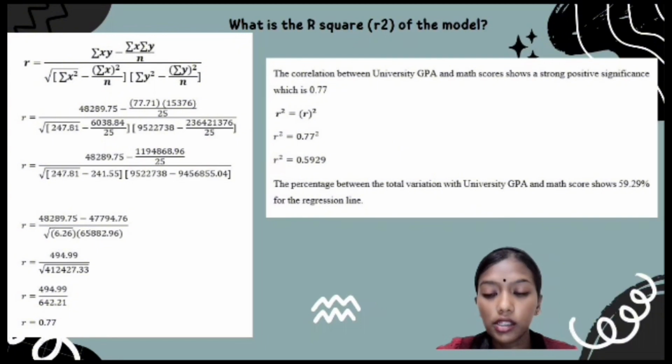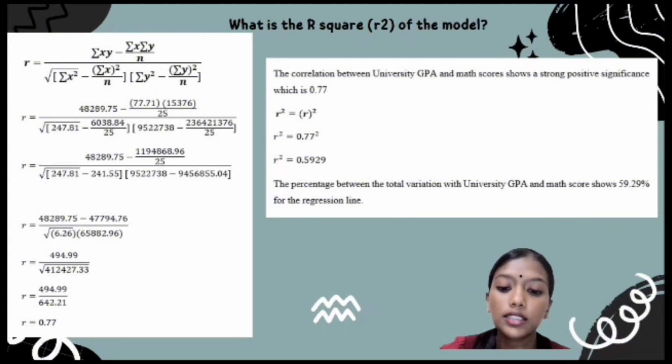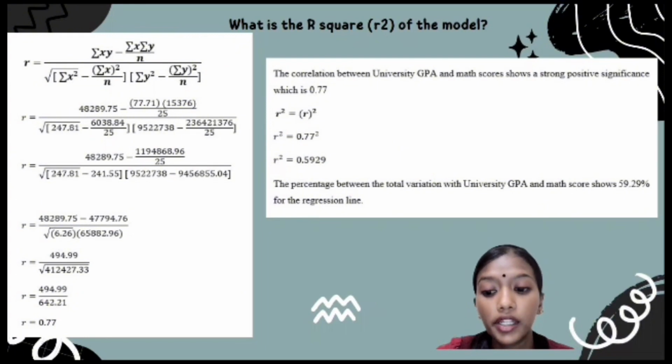For the R squared, we need to separate English scores and mathematics scores. The method for R is R equals sum xy minus sum x multiplied by sum y divided by n, divided by the square root of square bracket sum x squared minus bracket sum x squared divided by n, square bracket, multiplied by square bracket sum y squared minus bracket sum y squared divided by n, square bracket.